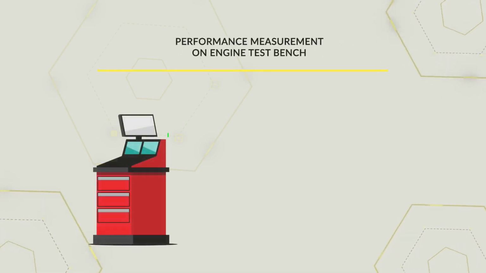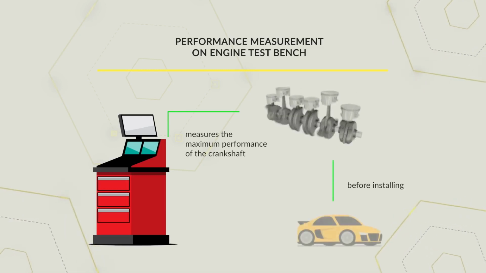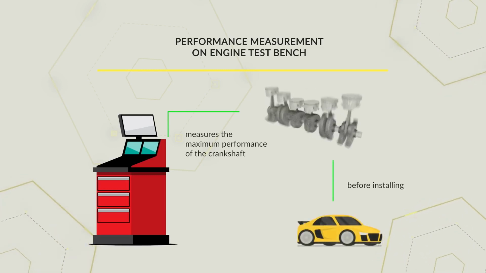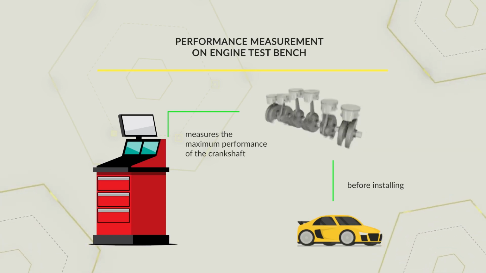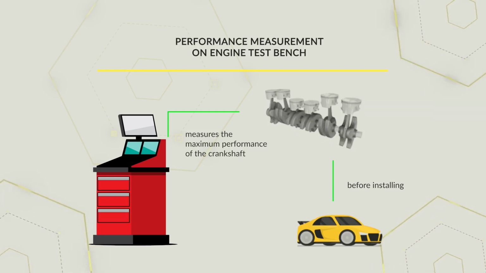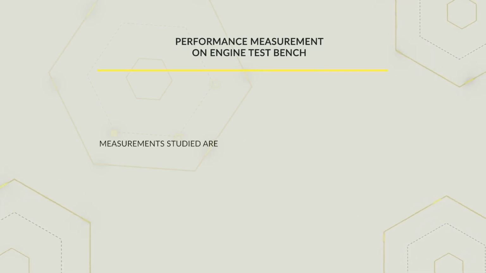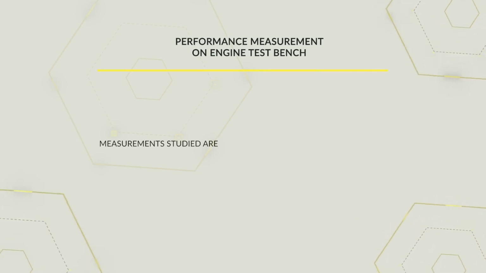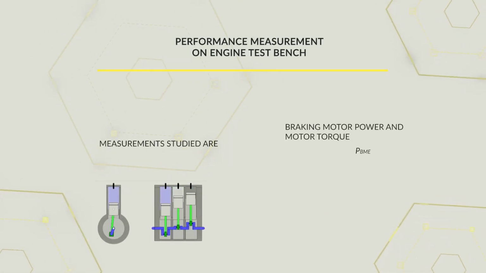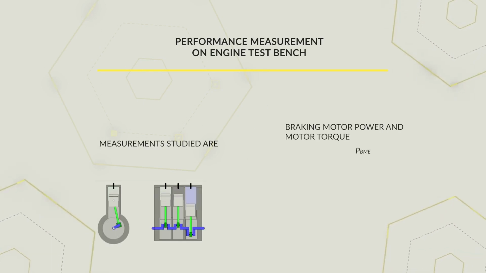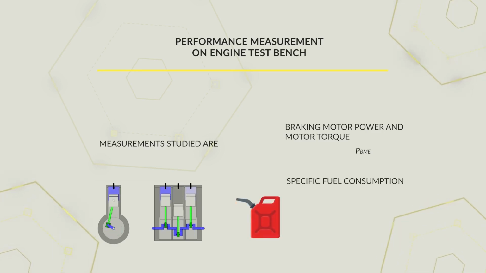Performance measurement on the engine test bench measures the maximum performance of the crankshaft before installing it inside the bonnet of a vehicle, connecting it to a gearbox and the wheels, thus completing the kinematic chain, and lastly, testing the final performance. This is usually done by the vehicle manufacturer or racing team. The performance measurements studied are those of the average braking effective pressure, therefore braking motor power and motor torque. Performance is to be considered maximum because the brake applied is the maximum possible.